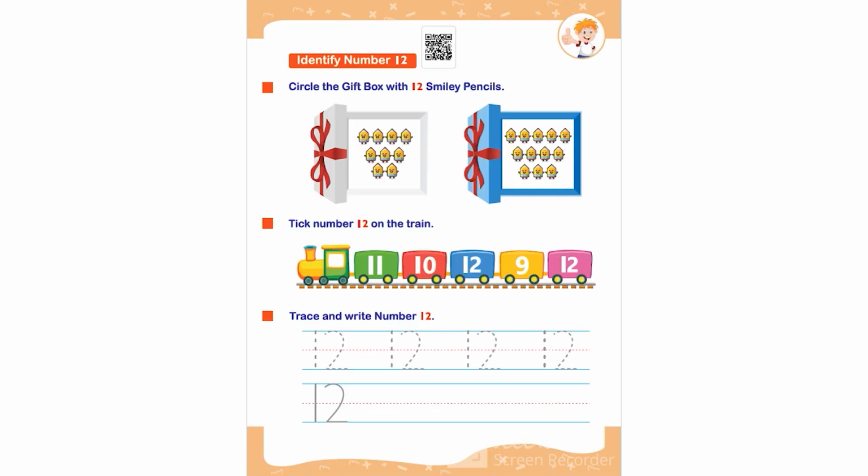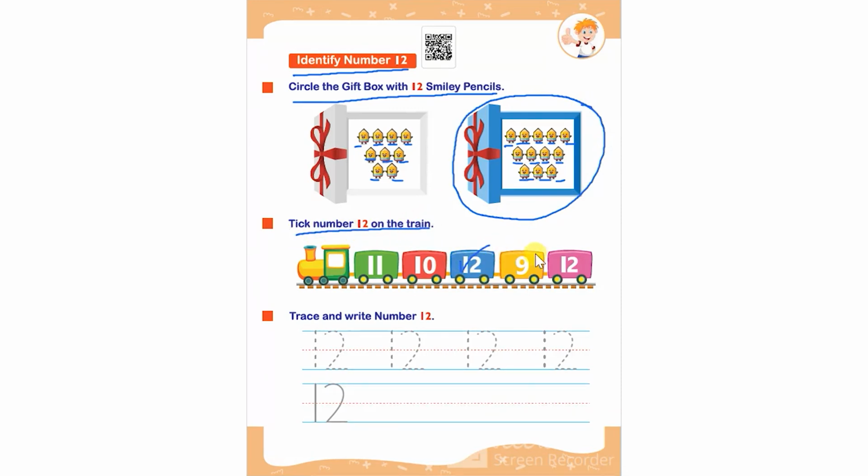Hello everyone. In this worksheet, the topic is identify number 12. Circle the gift box with 12 smiley pencils. So over here the child has to circle the gift box with 12 smiley pencils, and for that they have to count it. So here there are 1, 2, 3, 4, 5, 6, 7, 8, 9 smiley pencils, and over here there are 1, 2, 3, 4, 5, 6, 7, 8, 9, 10, 11 and 12 smiley pencils. So they have to circle it over here.